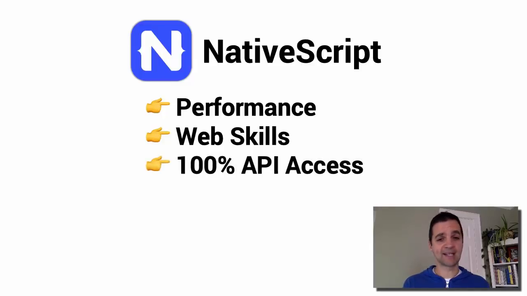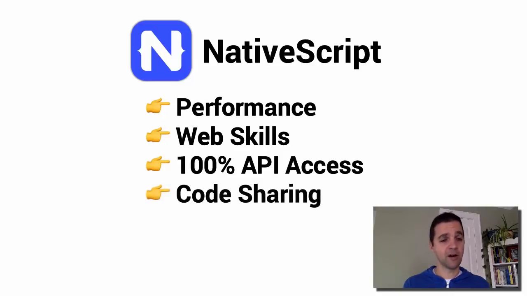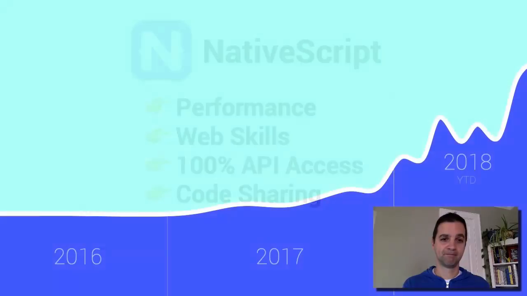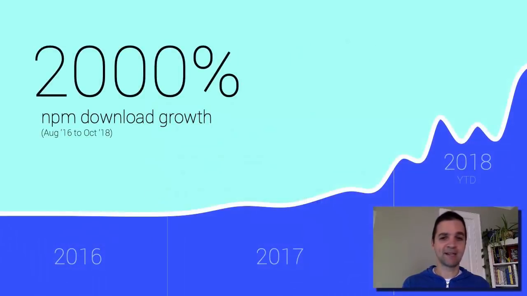NativeScript gives you access to the entire libraries of both iOS and Android device APIs without relying on plugins. You can also share code between existing web apps and your mobile NativeScript apps. Now, if you're not necessarily an early adopter, you should know that NativeScript has been around a while, since 2015.